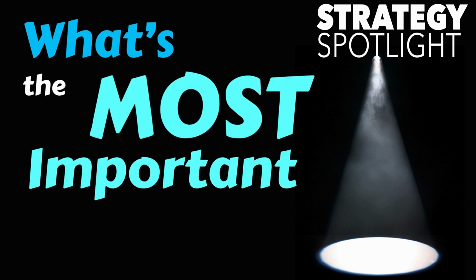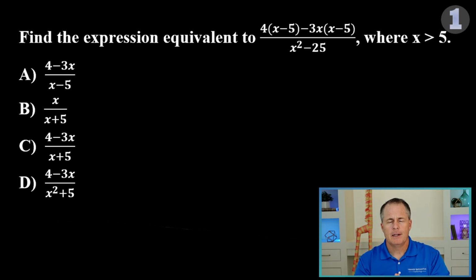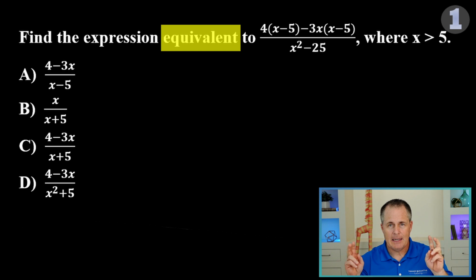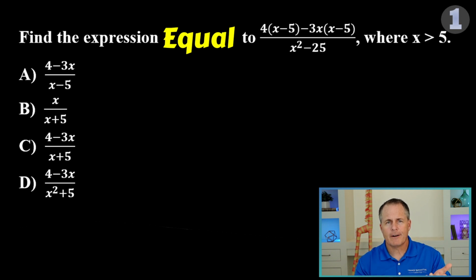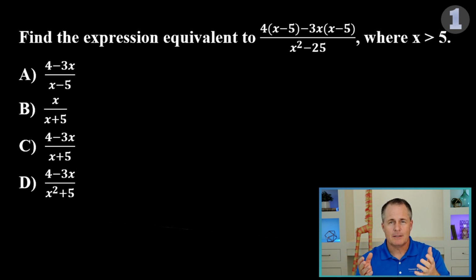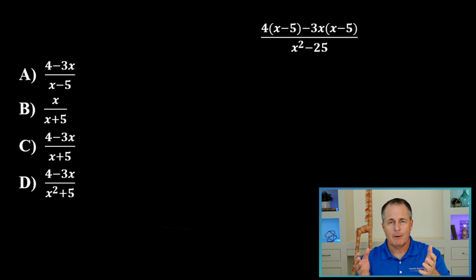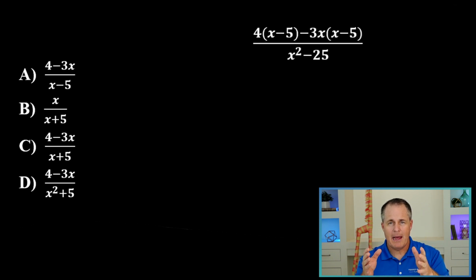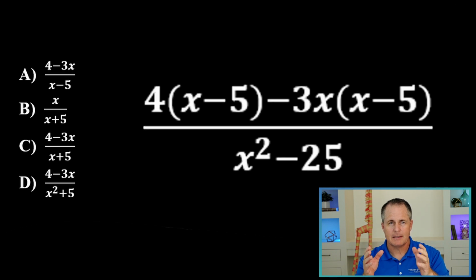As always, we start with my what's the most important word strategy. Luckily for us, this problem has only one sentence, and the only word that catches my eye is equivalent, which is just a $10 way of saying equal. So we're looking for an answer that is equal to the original problem. That's pretty common on the SAT. A lot of times when you see a problem like this, you don't even have to read the instructions. You just do the math that your eyeballs recognize.